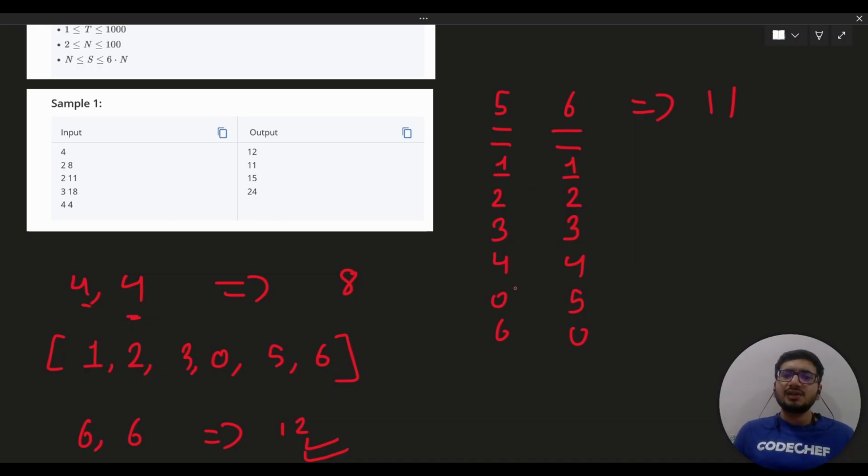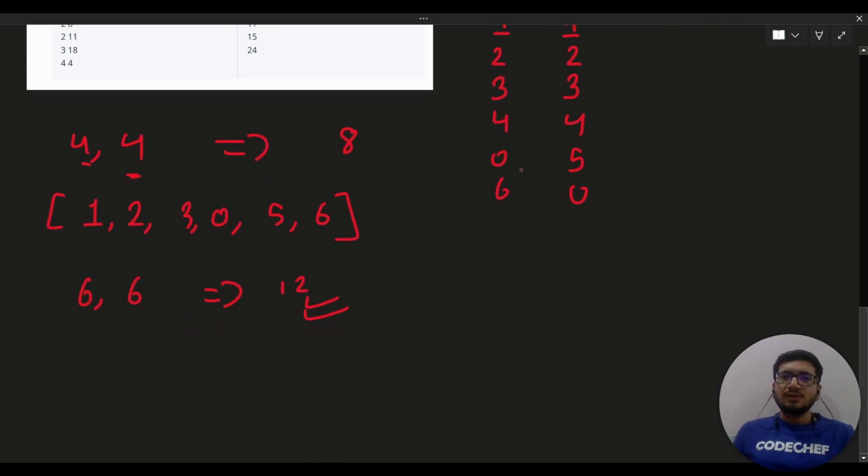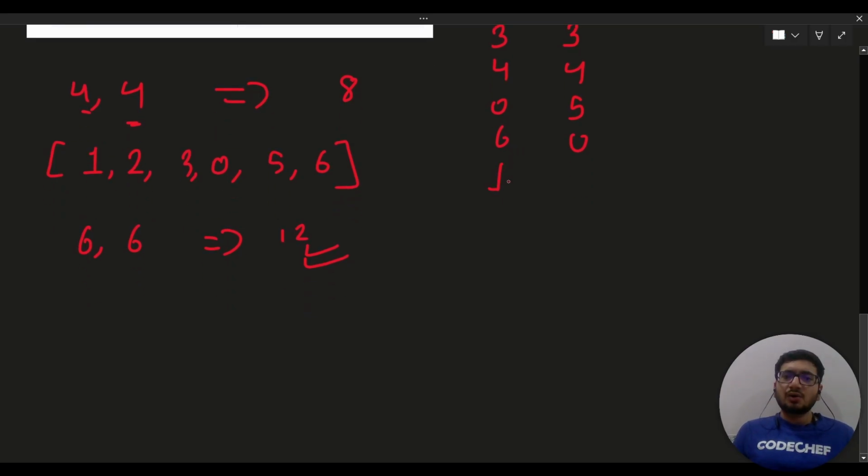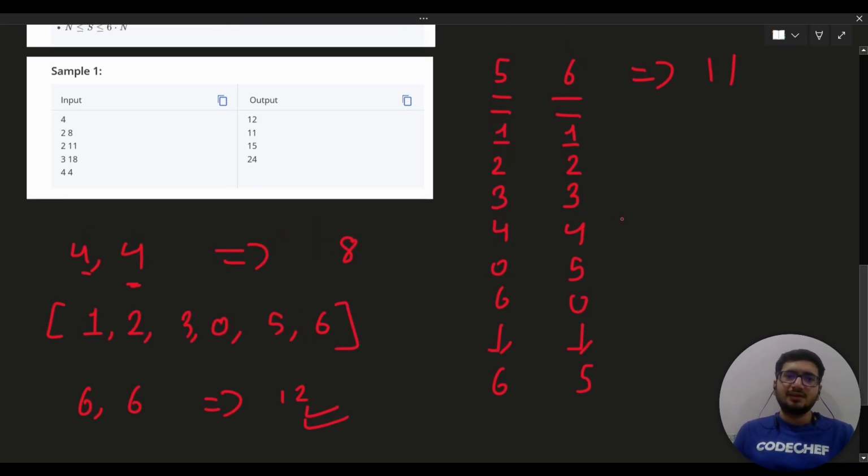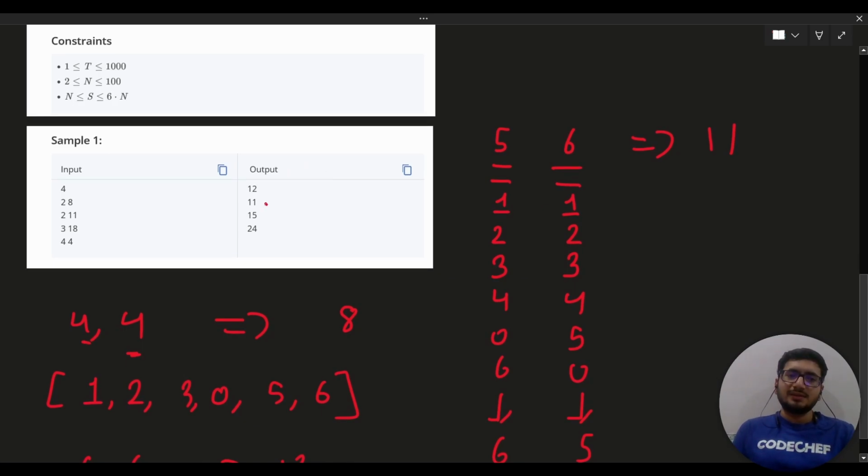Now again we have to rearrange them in such a way that we get the maximum value possible. This first die can be rotated to have a 6 here. But here we cannot do that, so we'll rotate it to whatever maximum we have, that is 5. And this also gives us 11. Therefore, that is the answer here.